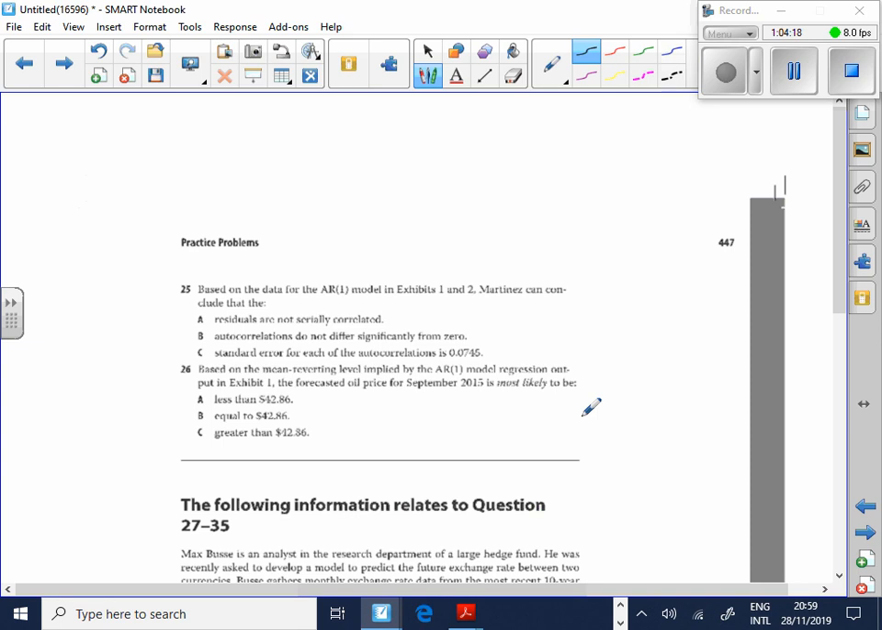The residuals are not serially correlated, or that you can't conclude if you have a look at them. That the autocorrelations do not differ significantly from 0. You'll see over there that's also an issue. And now you pray for the last one. B, this is for you. Please do it for us.